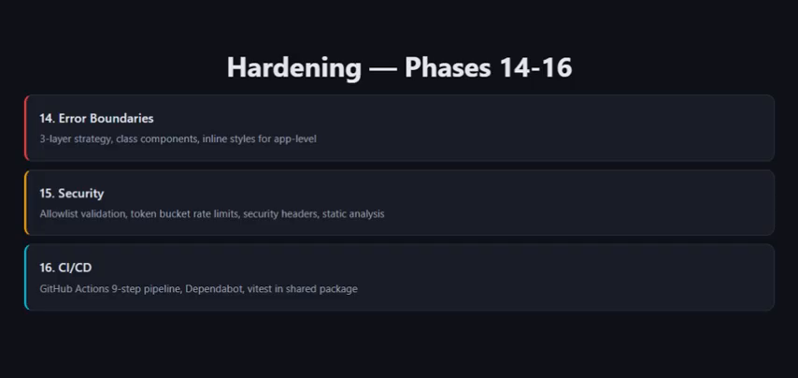For the executives, phases 14 through 16 are the difference between a demo and a product. Any team can build a demo that works when you use it correctly. A product works when you use it incorrectly, when the network drops, when someone tries something unexpected. That resilience is what these 3 phases deliver. For developers, these phases also produce reusable patterns. The error boundary implementation, the rate-limiting utility, the CI pipeline, you'll copy these to every future project.